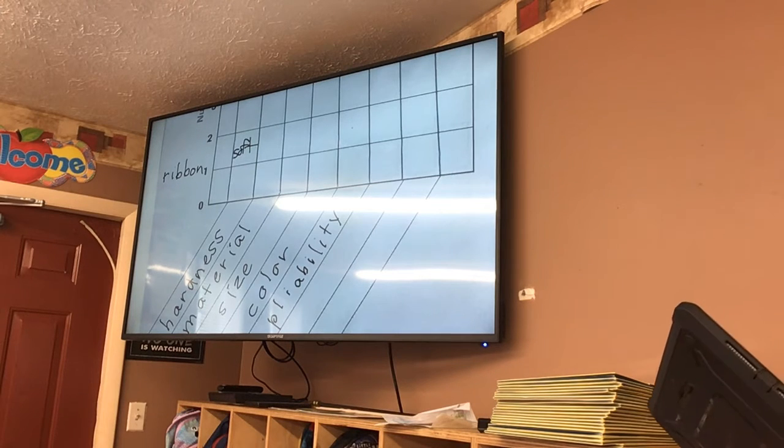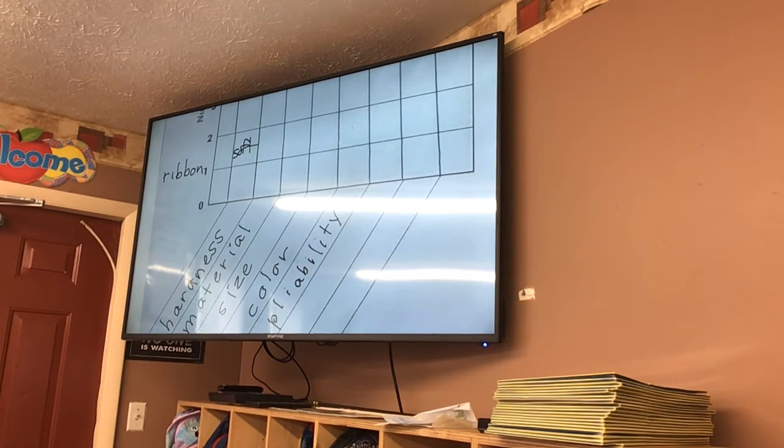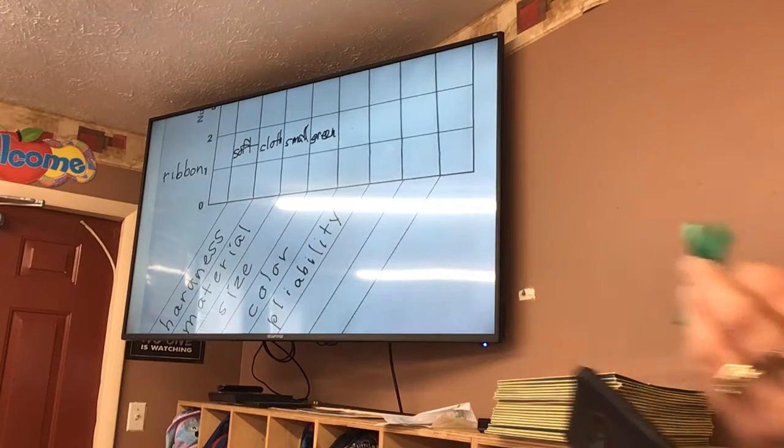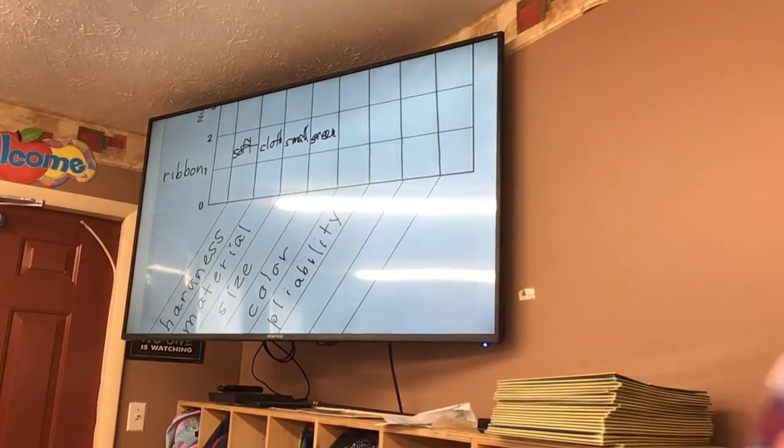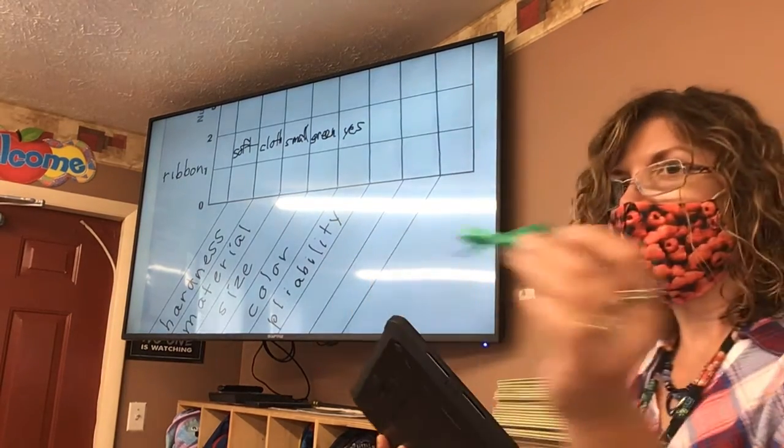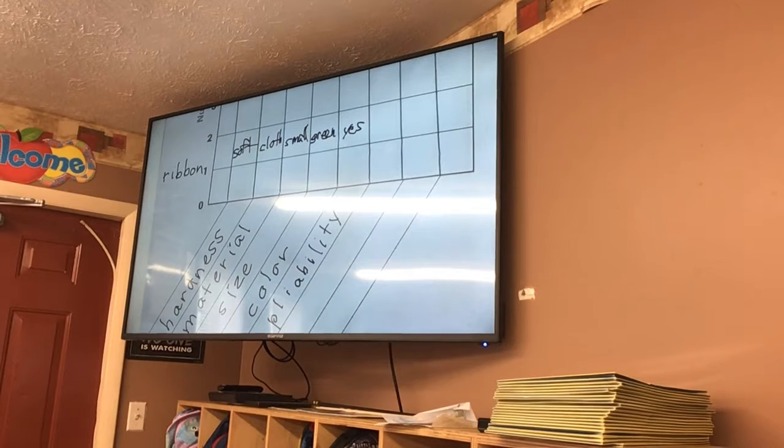Okay. All right, what about the material? What kind of material? What do you call this? Cloth. So over that, you're going to write cloth. What about the size? Small. It's just small. All right, what about the color? Green. And pliability? A lot. Yes. So we'll just say yes, because it actually got folded. I could untie this and it would be straight, right? So it's very pliable.